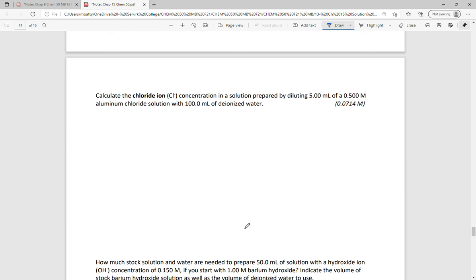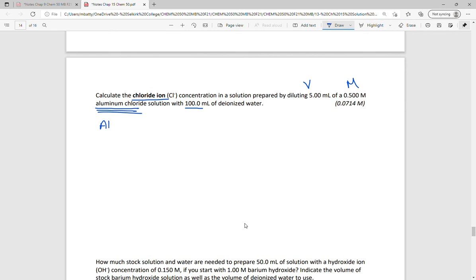Now this one has a bit of bolded information. Back when we talked about molarity, we talked about ion concentration. So this question says, what is the ion concentration in a solution made by diluting a volume of a concentration with 100 mils of water? So this one's kind of like what we just did. Now the compound that we're using is ammonium chloride. So let's start with that. Sorry, aluminum chloride, not ammonium chloride. Ammonium chloride would be easier.